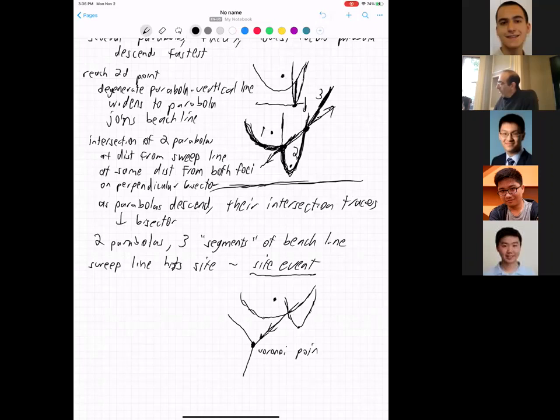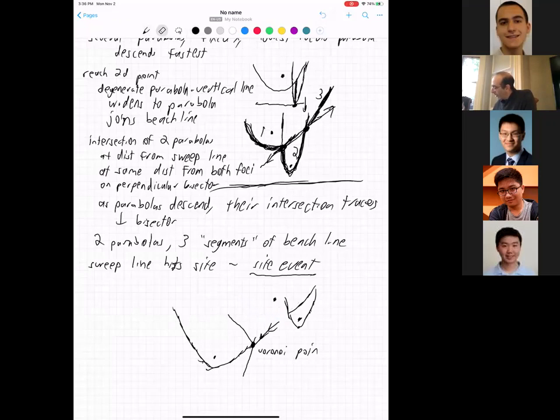Now, what is happening on the beach line to cause this Voronoi point to occur? Okay. Basically, like 3 parabolas hit at the same point. Exactly. So what's happening on the beach line is that you've got a third parabola coming down. All right. And it is tracing out a perpendicular bisector with the second parabola.